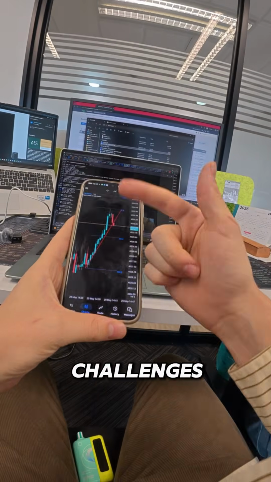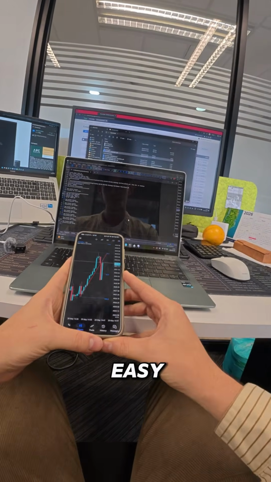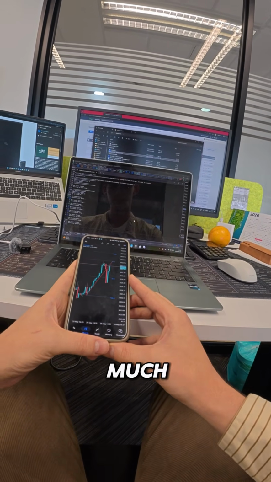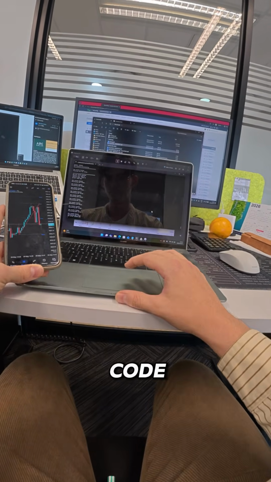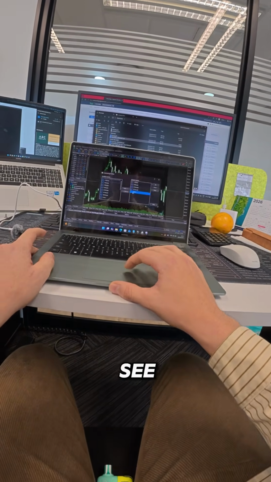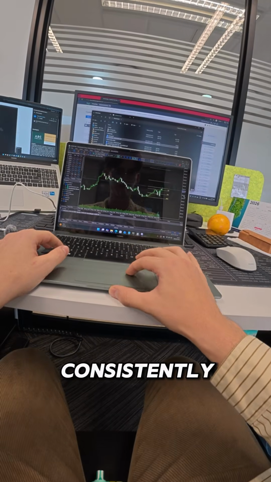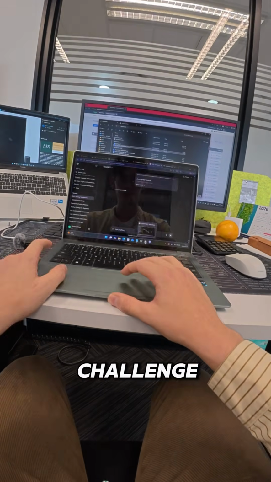One of the biggest challenges that I found was that some concepts are very easy for humans to spot visually on the charts, but much more difficult to define in physical code. I knew exactly what I wanted the bot to see, but translating that into something a computer could consistently identify was a completely different challenge.